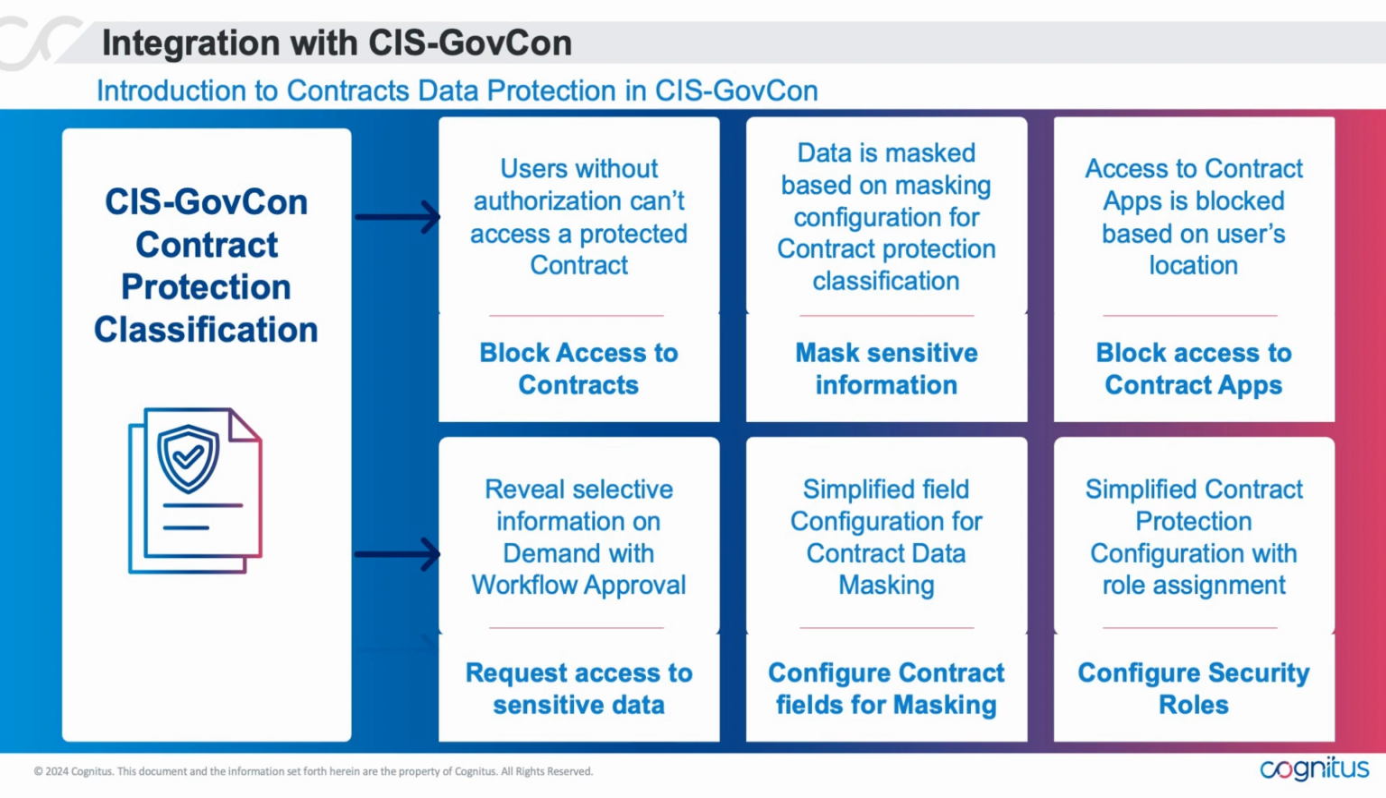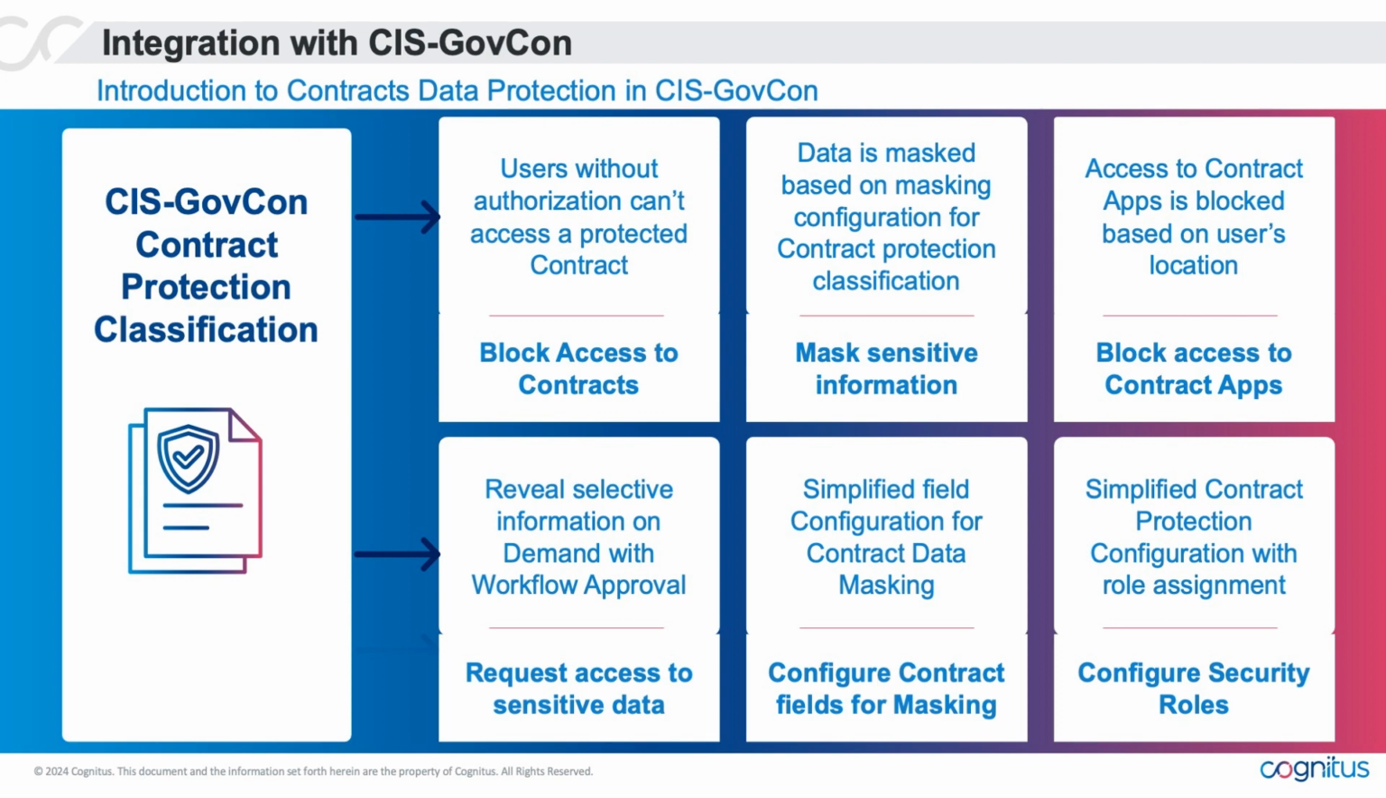in CIS-AD. The solution allows businesses to also define data protection and masking behavior in the system, and that basically translates to blocking access to protected contracts if the user does not have the authorization, masking sensitive information on contracts, then blocking access to contract applications based on user's location, requesting access to sensitive data temporarily if a user requires it for a task, and this comes along with logging of such requests along with an approval process.